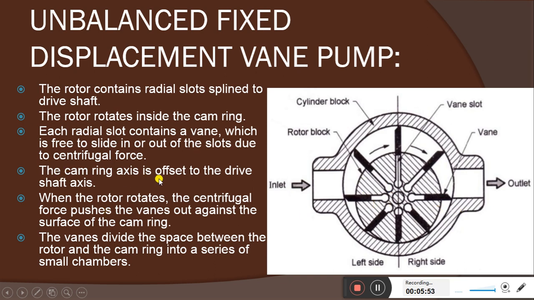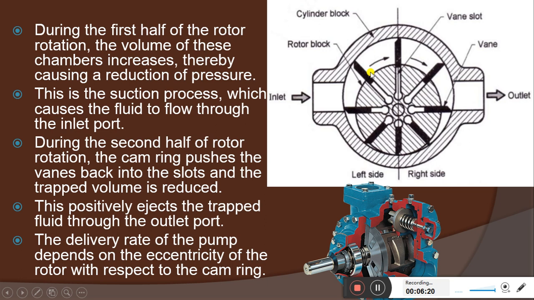The cam ring axis is offset to the drive shaft axis. When the rotor rotates, the centrifugal force pushes the vanes out against the surface of the cam ring. The vanes divide the space between the rotor and the cam ring into a series of small chambers, and because of that the liquid is going to be transmitted.